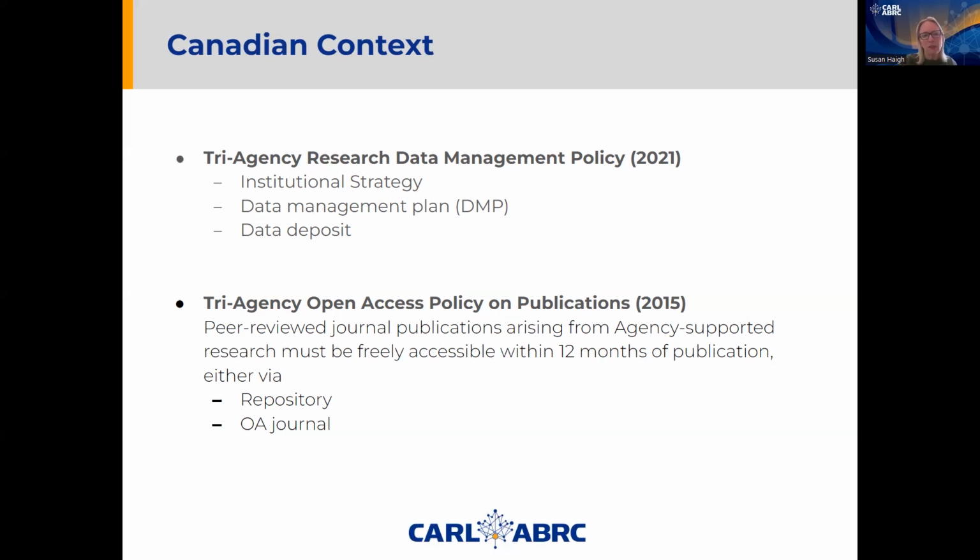Related to publications specifically, there's a second policy. It was launched for one of the agencies in 2008 and for the other two in 2015. And that is that peer-reviewed journal publications arising from federally funded research must be freely available within 12 months. So we still have the embargo at this point.